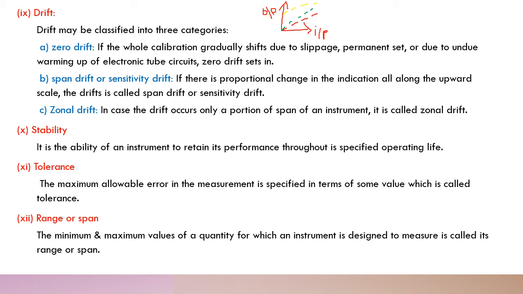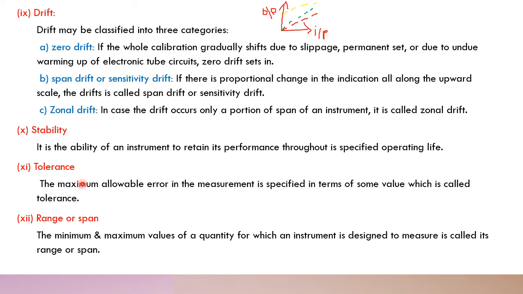Zonal drift means that in a particular span of the instrument, the drift occurs. That is called the zonal drift. The next one is the stability. Stability is the ability of the instrument to retain its performance throughout its specific operating life. You all know about stability: without changing the input, the output should be maintained as a constant. That ability is called the stability.